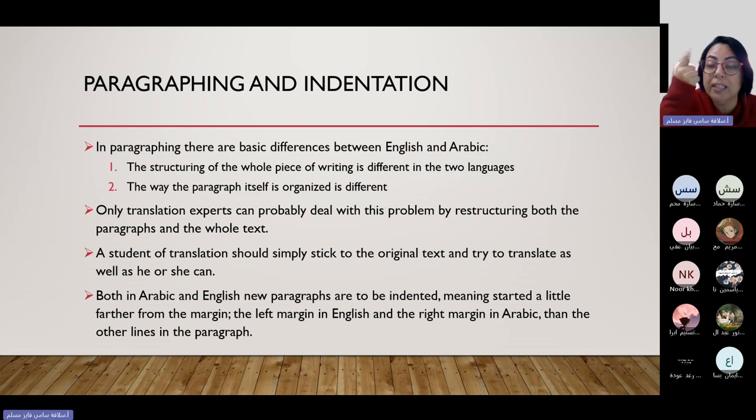In Arabic, it's not the same. A paragraph can be a run-on sentence without punctuation, with more than one topic. It doesn't matter. It can go on and on and on. Okay? Only a translation expert can properly deal with this problem by restructuring both the paragraphs and the whole text. To become a good text, you have to restructure.